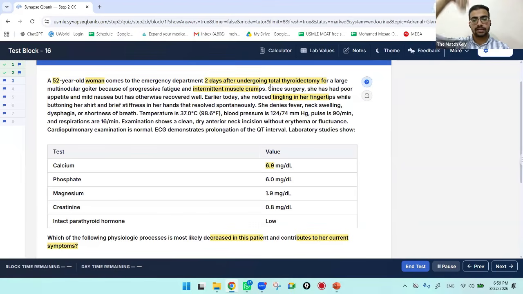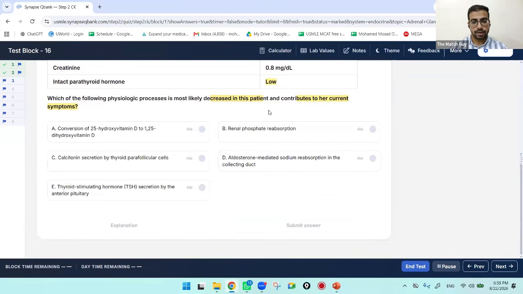Hypoparathyroidism, we're going to have decreased calcium and increased phosphate. So that's what we have here: parathyroid hormone low, decreased calcium, and elevated phosphorus. So what am I choosing? If we have a decreased PTH, that's what I have in mind right now. Let me go over one answer at a time and see if it makes sense. Conversion of 25-hydroxyvitamin D to 1,25-dihydroxyvitamin D.